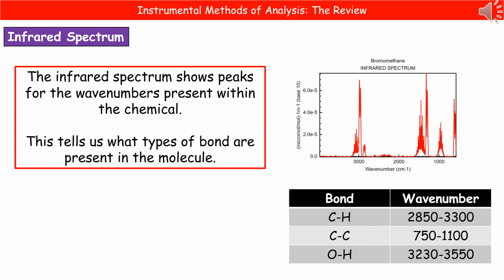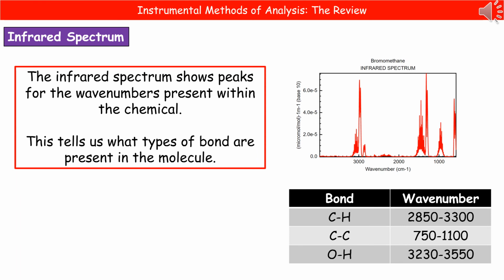The last instrumental method of analysis we're going to look at is the infrared spectrum. Now, when we produce an infrared spectrum, what we get is a little graph that shows us peaks for the wave numbers which are present within the chemical. And those wave numbers correspond to the types of bond that we have present. So on the right, I've given you the infrared spectrum for bromomethane, and underneath I've just given you a sample of some of the bonds and their wave numbers.